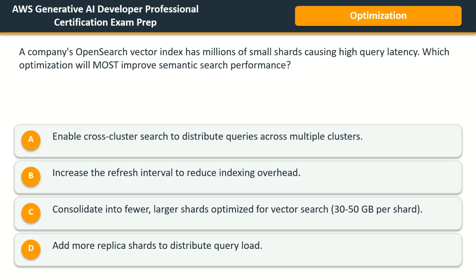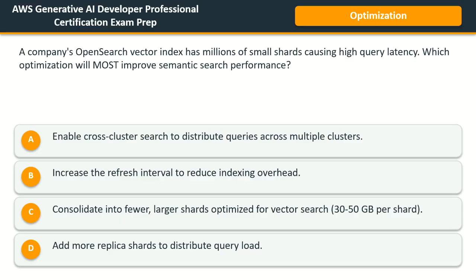Here's why the other options do not solve the root problem. Option A adds cross-cluster search. That increases coordination complexity instead of reducing it. Option B changes refresh interval. Refresh interval affects indexing throughput, not vector query latency.